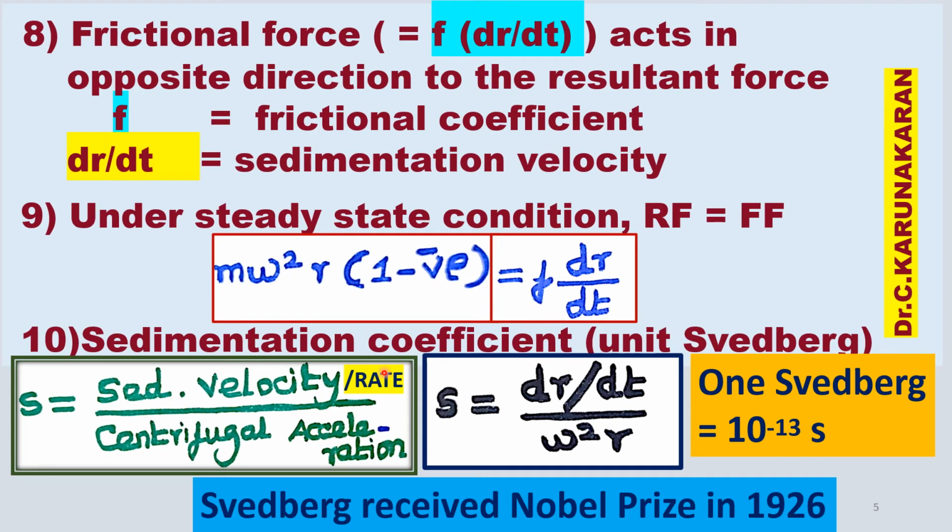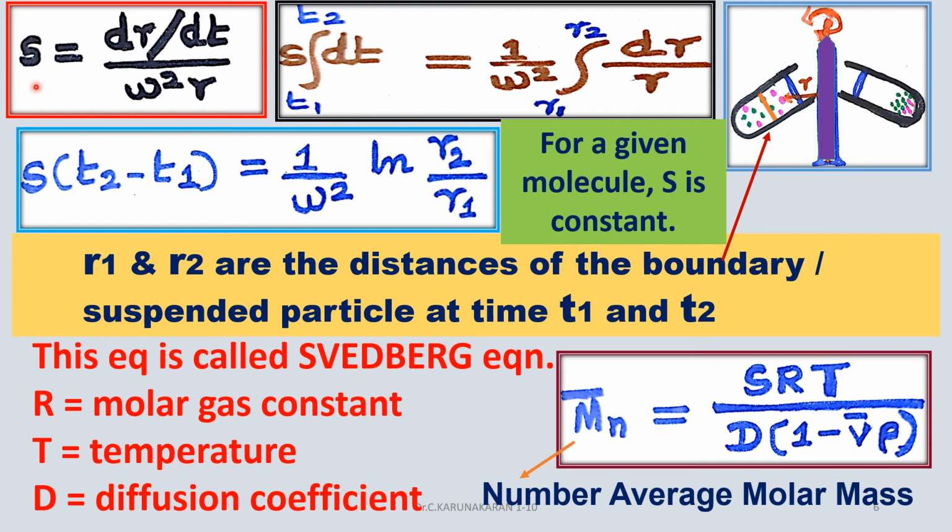The unit of sedimentation coefficient is the Svedberg. This centrifugation method was developed and invented by Svedberg. He received a Nobel Prize in 1926 for discovering this method. 1 Svedberg equals 10 power minus 13 seconds. The sedimentation coefficient is given by dr by dt divided by omega square r. For a given polymer molecule, for a given biomolecule, for a given protein, the sedimentation coefficient is a constant.